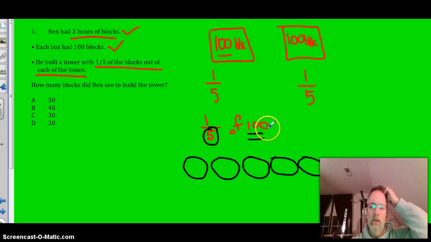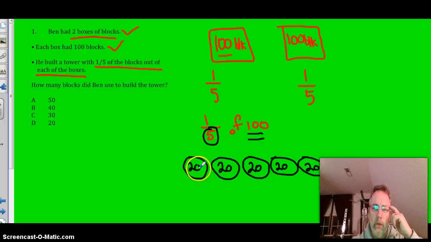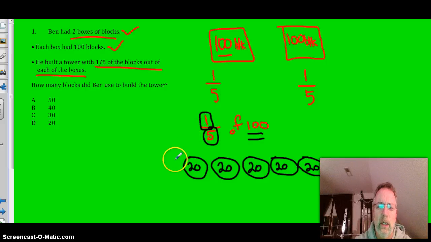Now I do have to decide how many would go in each group. So we would take 100 and divide it by 5. 100 divided by 5 is 20, so we would put 20 in each of these groups. Just to check to make sure I have 100 blocks here: 20 blocks, 40, 60, 80, 100. So I have my 5 equal groups. Now I can focus on how many of those groups he used out of that box. This is 1 here, so my focus is how many blocks he used out of 1 box.